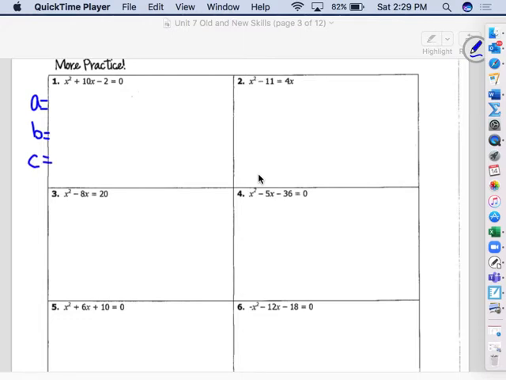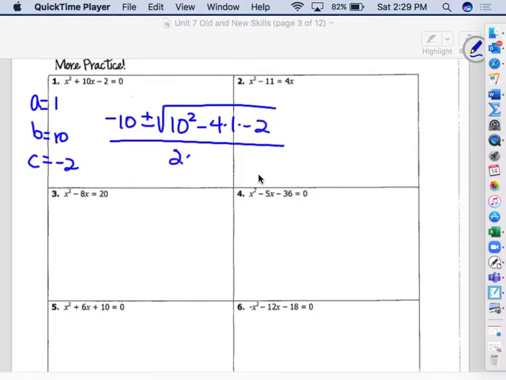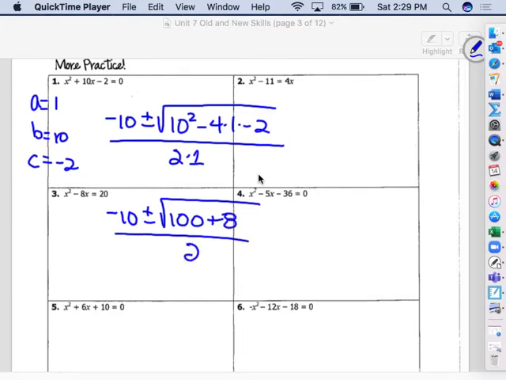Notice that it's already in standard form and set equal to 0. So I can go ahead and identify my parts. Moving into the formula, negative b plus or minus the square root of b squared minus 4 times a times c, all of that over 2 times a. So getting through the formula, that gives me negative 10 plus or minus. This is going to be 100 plus 8 over 2. So I have negative 10 plus or minus the square root of 108, and my denominator is 2.